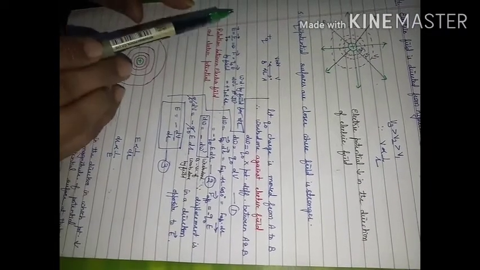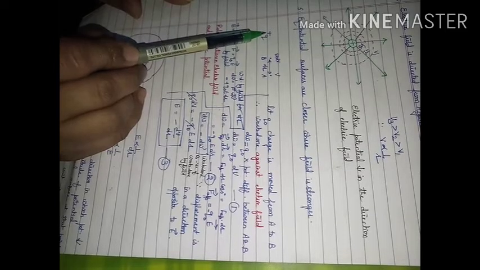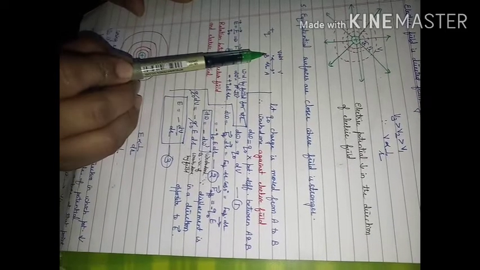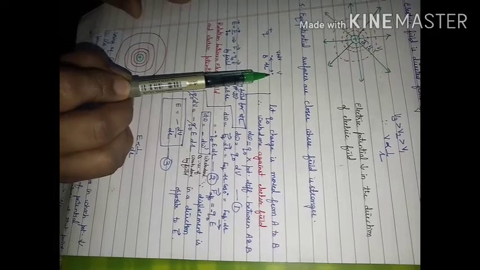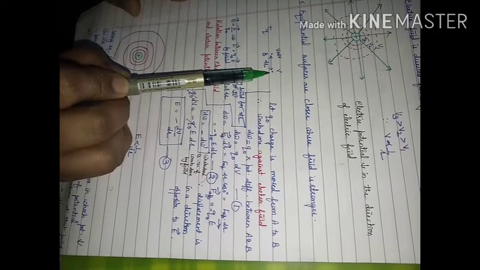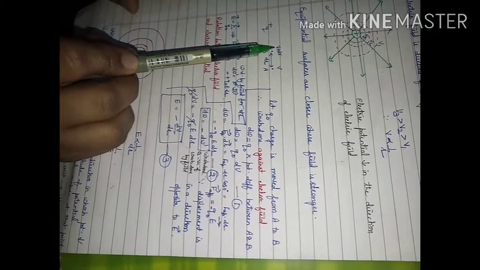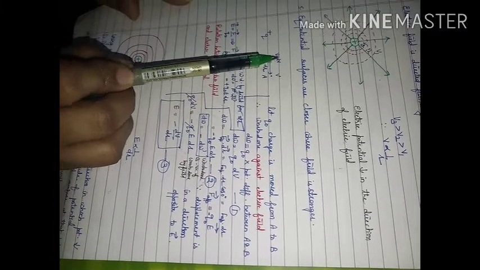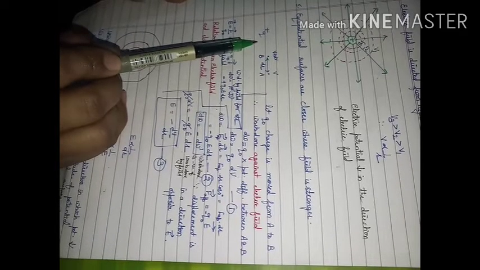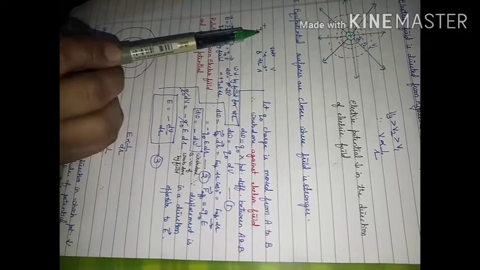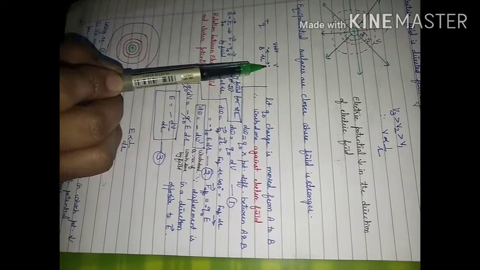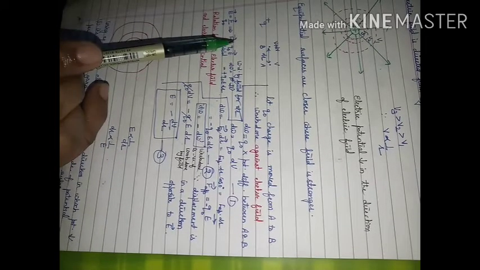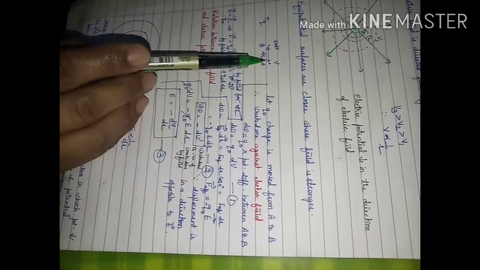For this, let us consider this point is Q, and this is A and this is B, and the distance between them is dr. Here the value of electric potential is V, and here the value of electric potential is V plus dV. So if I consider the work done by the field to move the charge from B to A, this work done will be force multiplied by displacement.